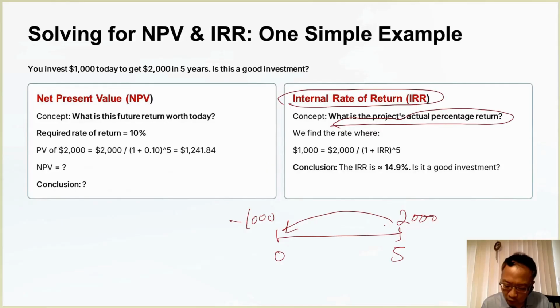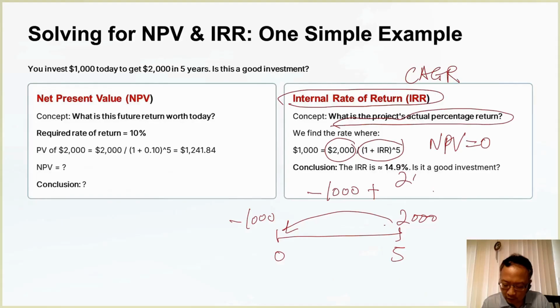Of course, the return we're talking about here refers to the CAGR, okay? So, in this situation, what we can see is it's 2,000 divided by 1 plus I to the power of 5 equals 1,000. In the case where it equals 0, if we assume the NPV is 0, what is our discount rate, right? That is, what is the value in our denominator? In other words, negative 1,000 plus 2,000, divided by 1 plus this rate to the power of 5, must exactly equal 0. That is, our IRR.